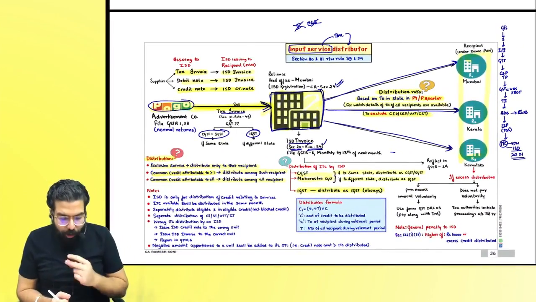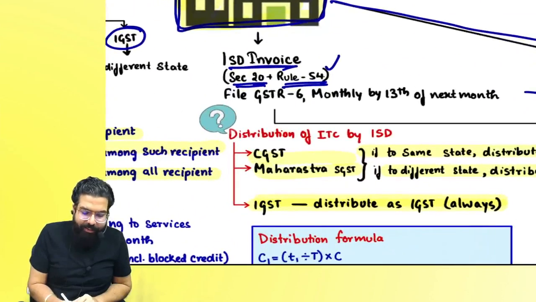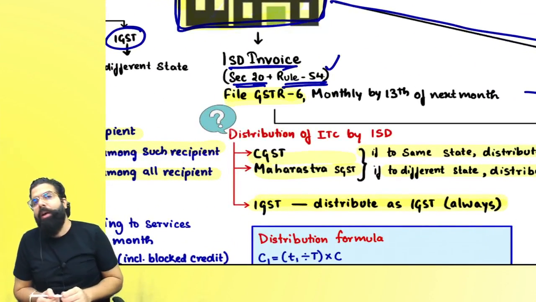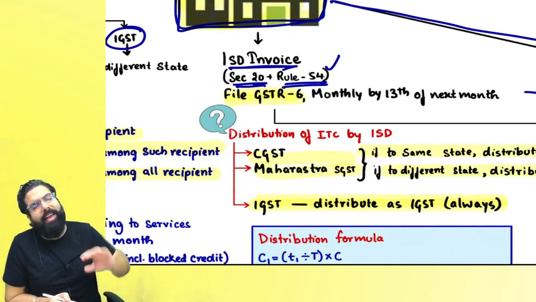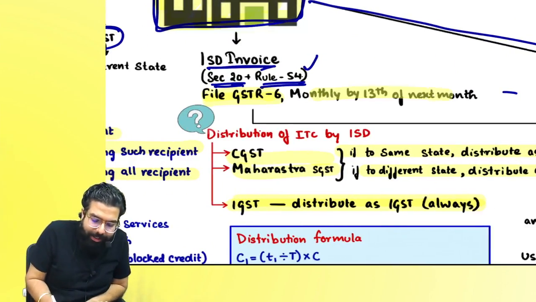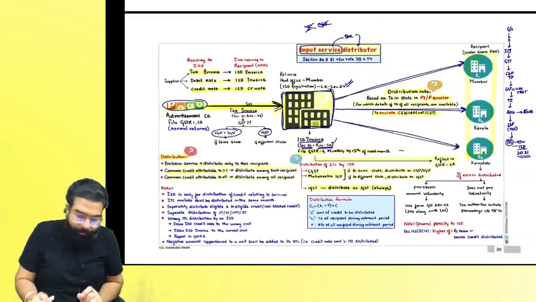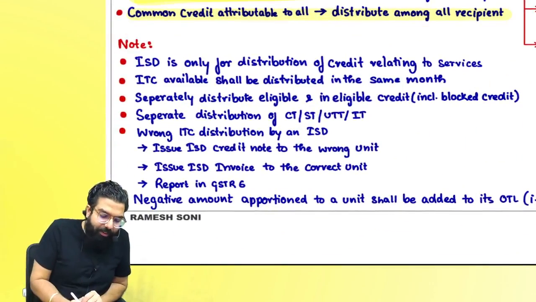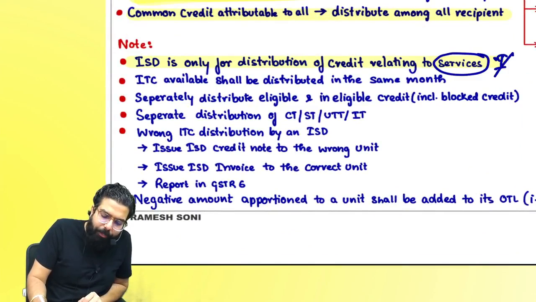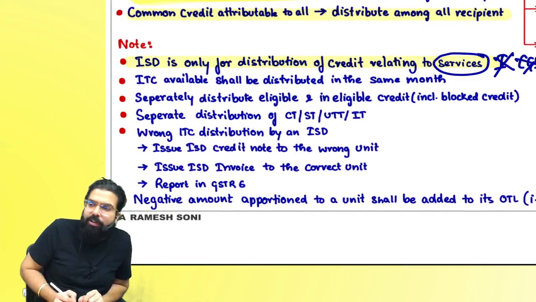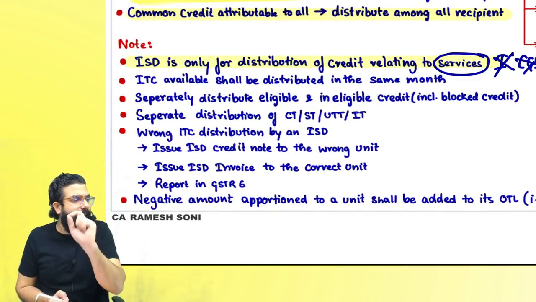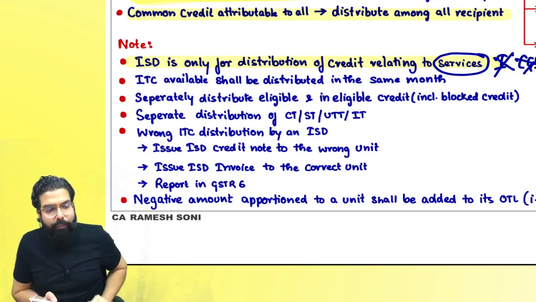Right everyone, always remember one thing, whenever the ISD is distributing, it will file one return which is GSTR 6 by the 13th of the next month, and the amount gets reflected in the GSTR 2A of the recipient. Okay sir, point is clear. Always remember, ISD distributes credit with respect to services; inputs and capital goods credit is not distributed by the ISD. In the exam, be very careful about it.